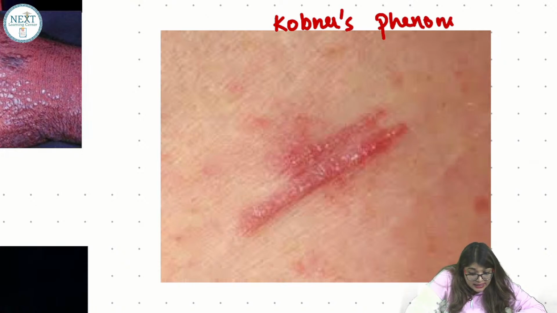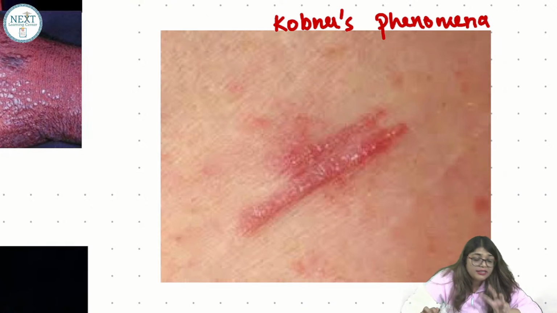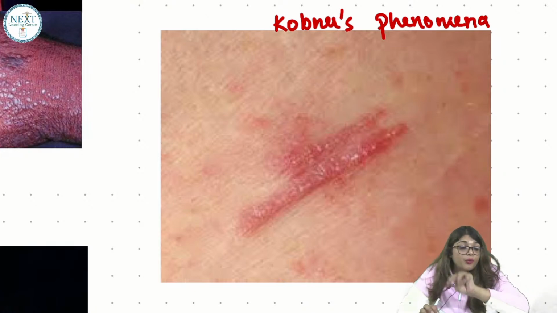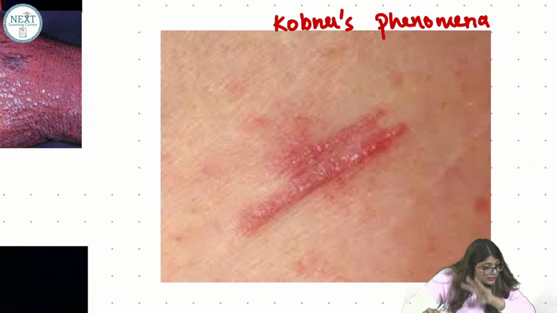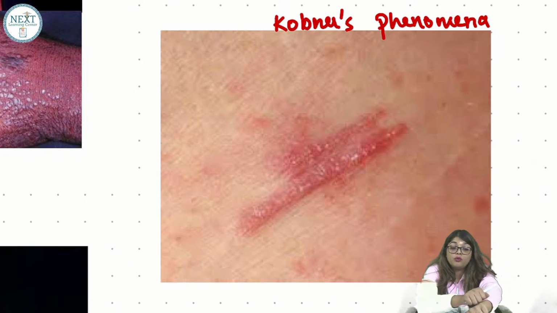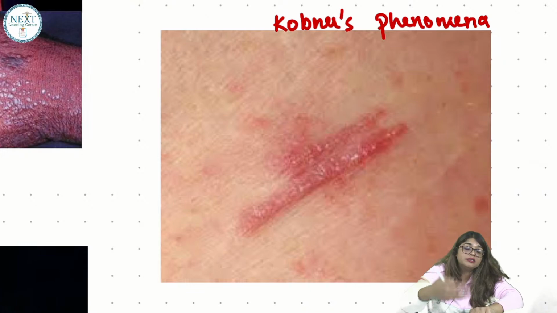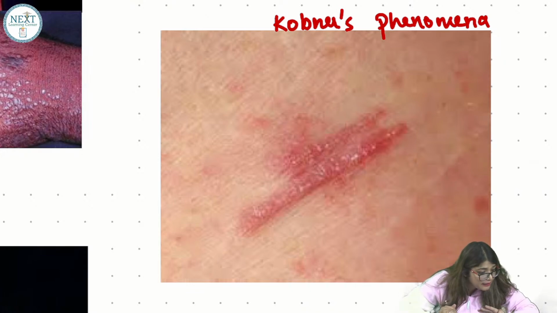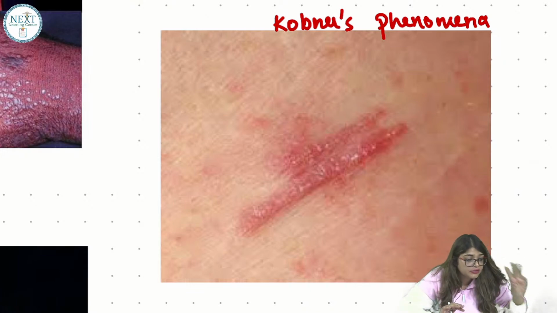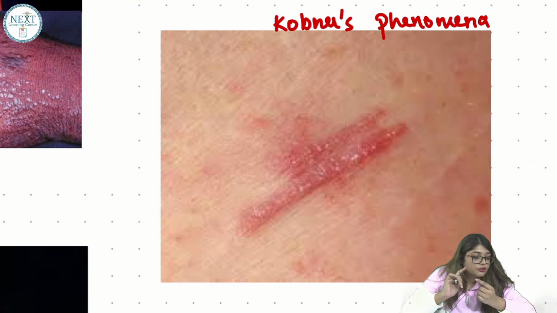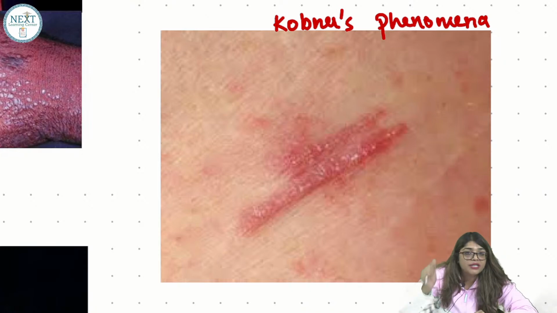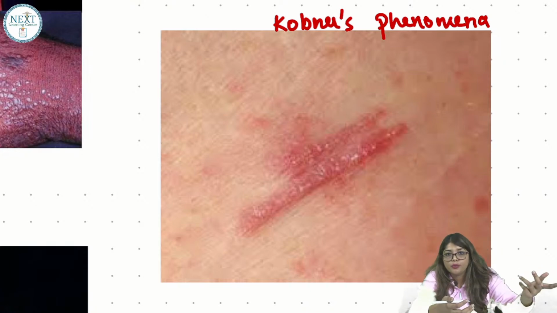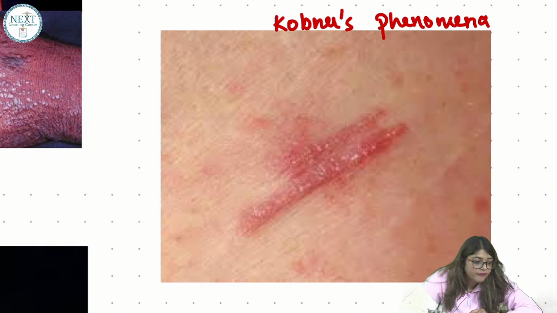And this is seen in only 3 diseases. Can you tell me the 3 diseases? Because that was your June 22 PYQ. This Koebner's phenomenon, where on the lines of trauma new lesions are formed, is seen in only 3 diseases. Which ones? Psoriasis, lichen planus and vitiligo. Okay, very good. It was an except question asked in June 2022.